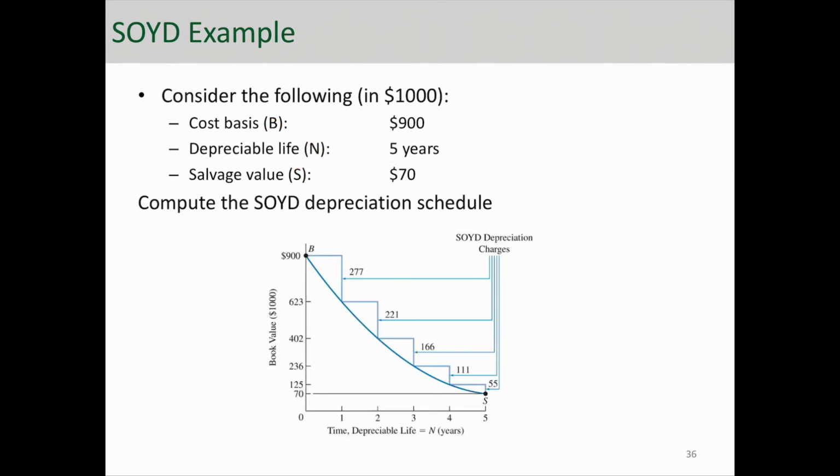And here's the graph of this example. We're starting at 900, we're ending at 70, and these are the depreciation deductions. And you can see there's this curve to it, just like the declining balance, double declining balance, and MACRS. It is a very straightforward method and can be used very easily.